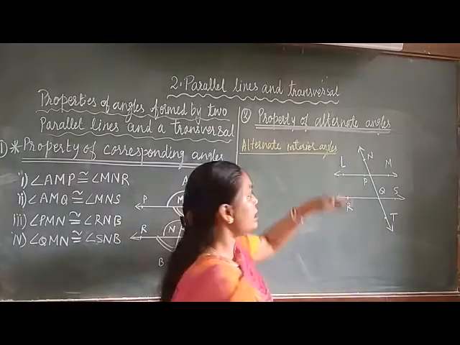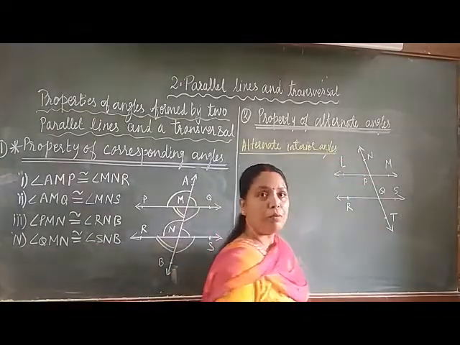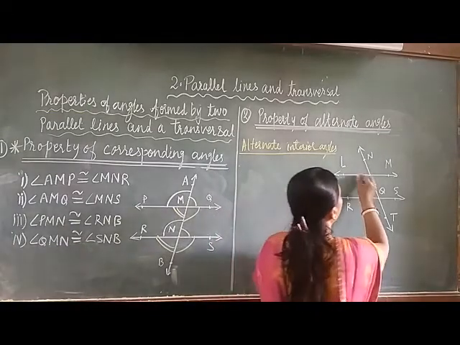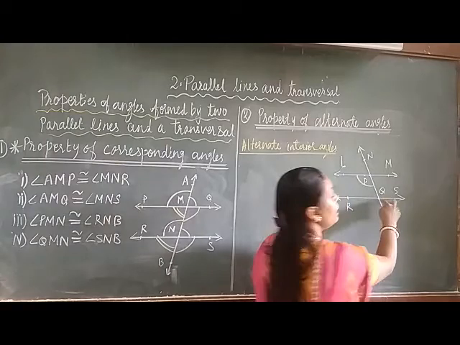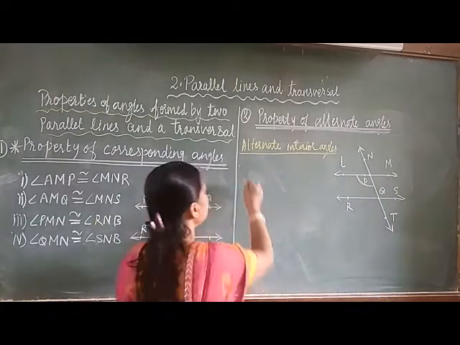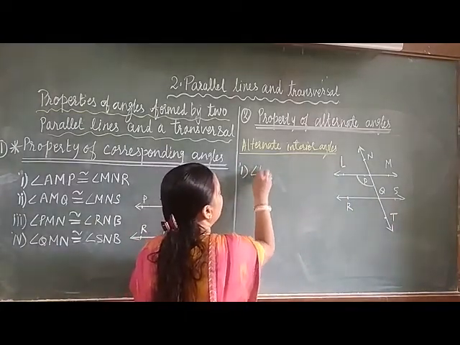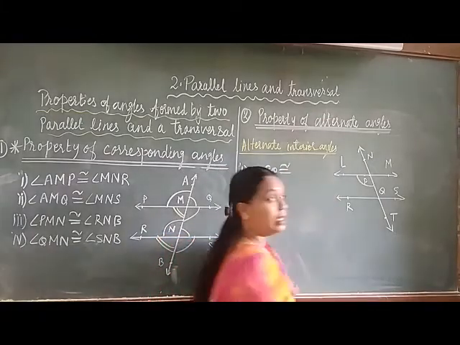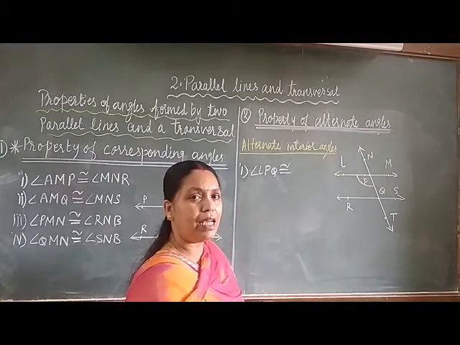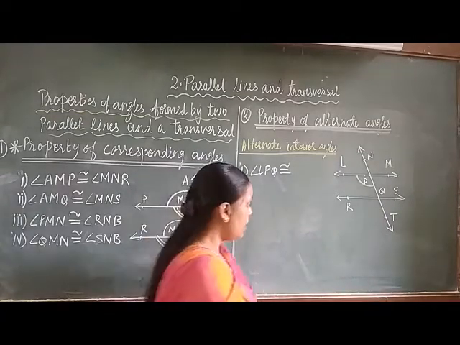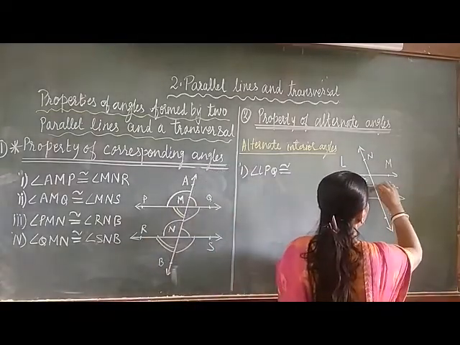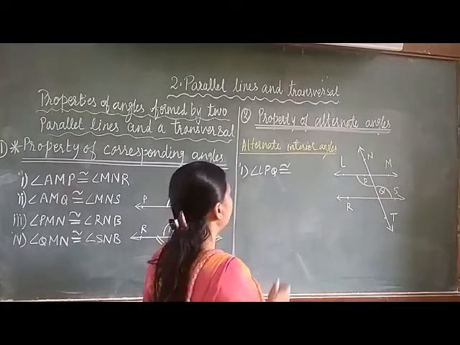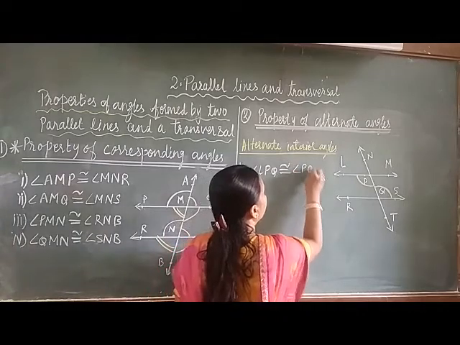Now interior angles are inside the two parallel lines. So let us consider this angle LPQ. Okay. So the first pair we have taken, angle LPQ, will be congruent to angle... Alternate interior angles are on opposite sides of the transversal. So it will be angle PQS.